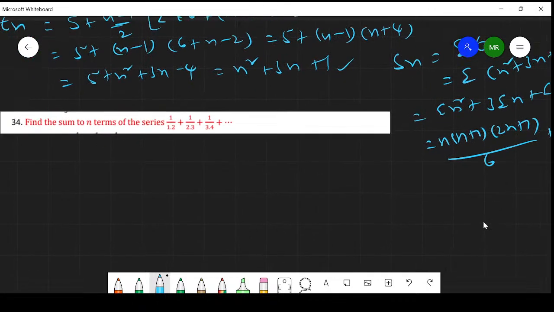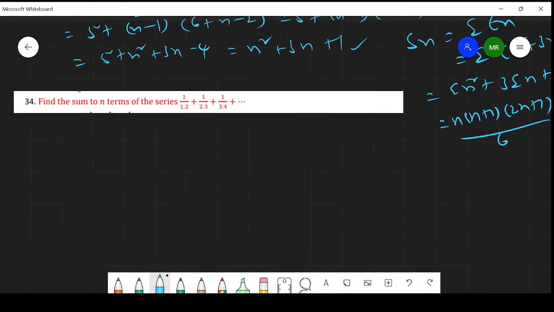The last problem now. It takes 2-3 minutes. This is a simple problem. I am going to complete the last problem now. This was one of the important problems.